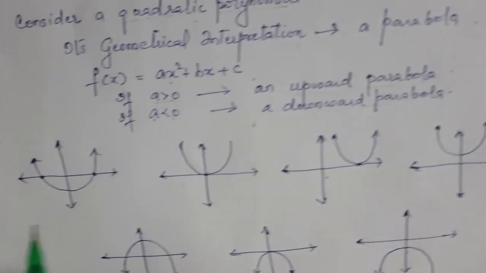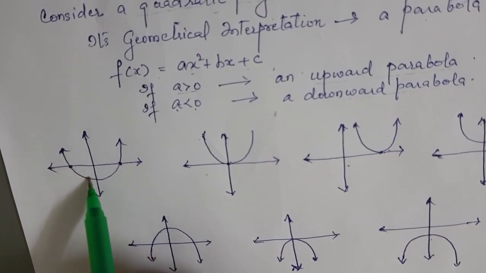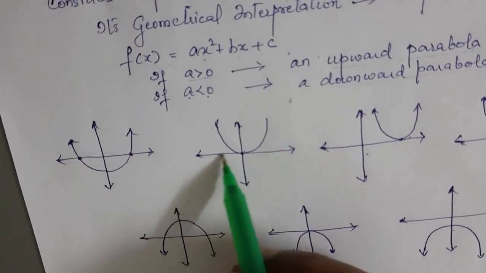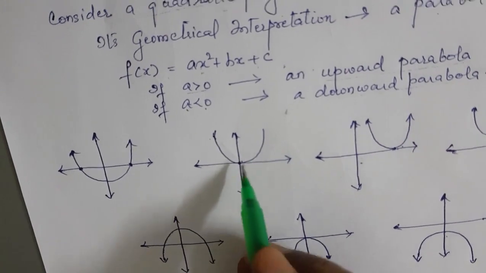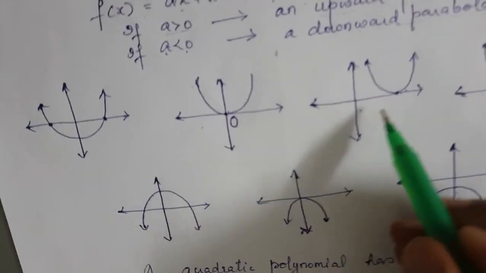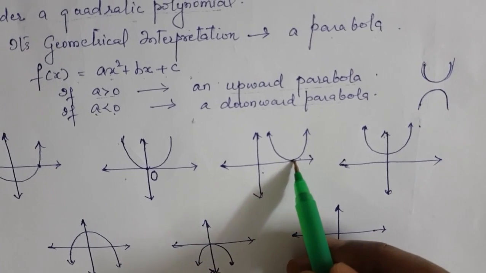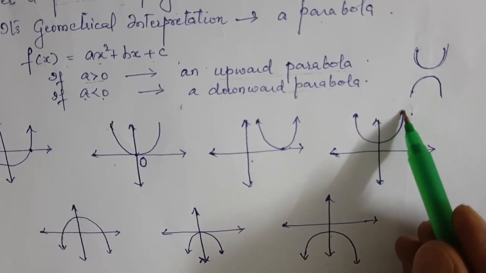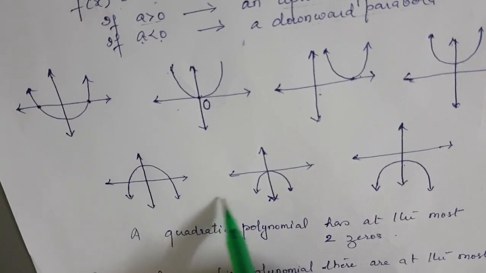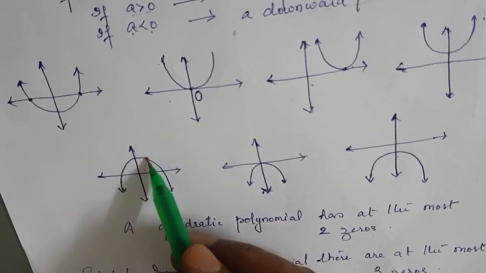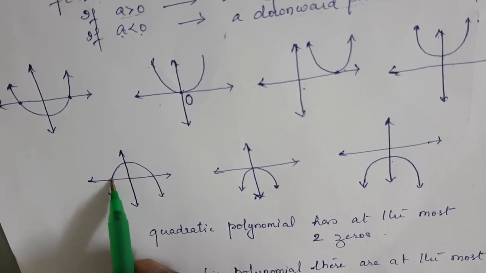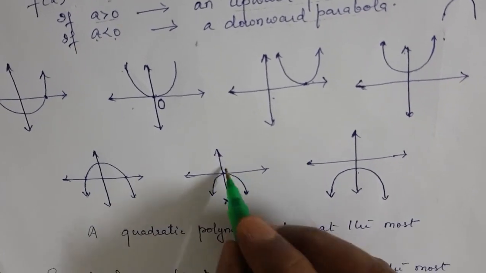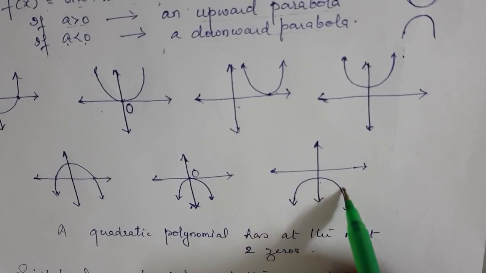But we see that a parabola is touching the x-axis at 2 points. Here we see that a parabola is touching the x-axis at 1 point, that is at the origin. It may touch the x-axis at a point other than the origin, and it may not touch the x-axis at all. These are the cases of a downward parabola. The same thing appears here also. This is intersecting or crossing the x-axis at 2 points. Here it is touching at the origin, and here it is not touching the x-axis at all.